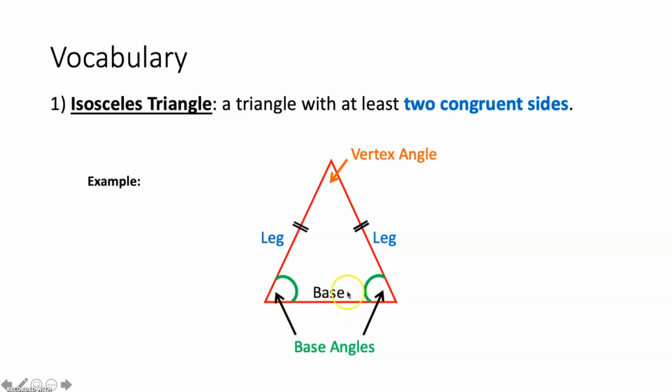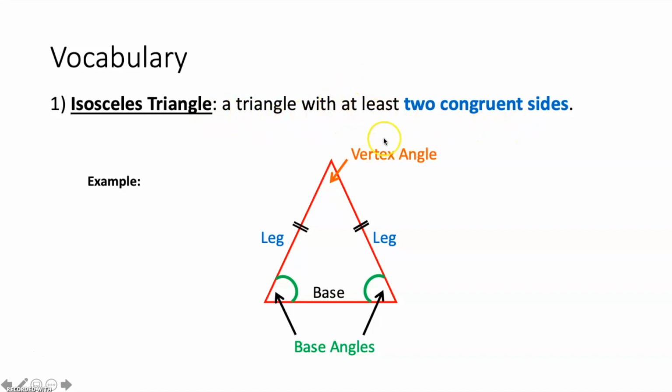And then the two angles that are formed by the base and one of the legs, base and the other leg, those are considered your base angles. They are opposite the congruent legs. The vertex is going to be the angle at the top. That's your vertex angle.